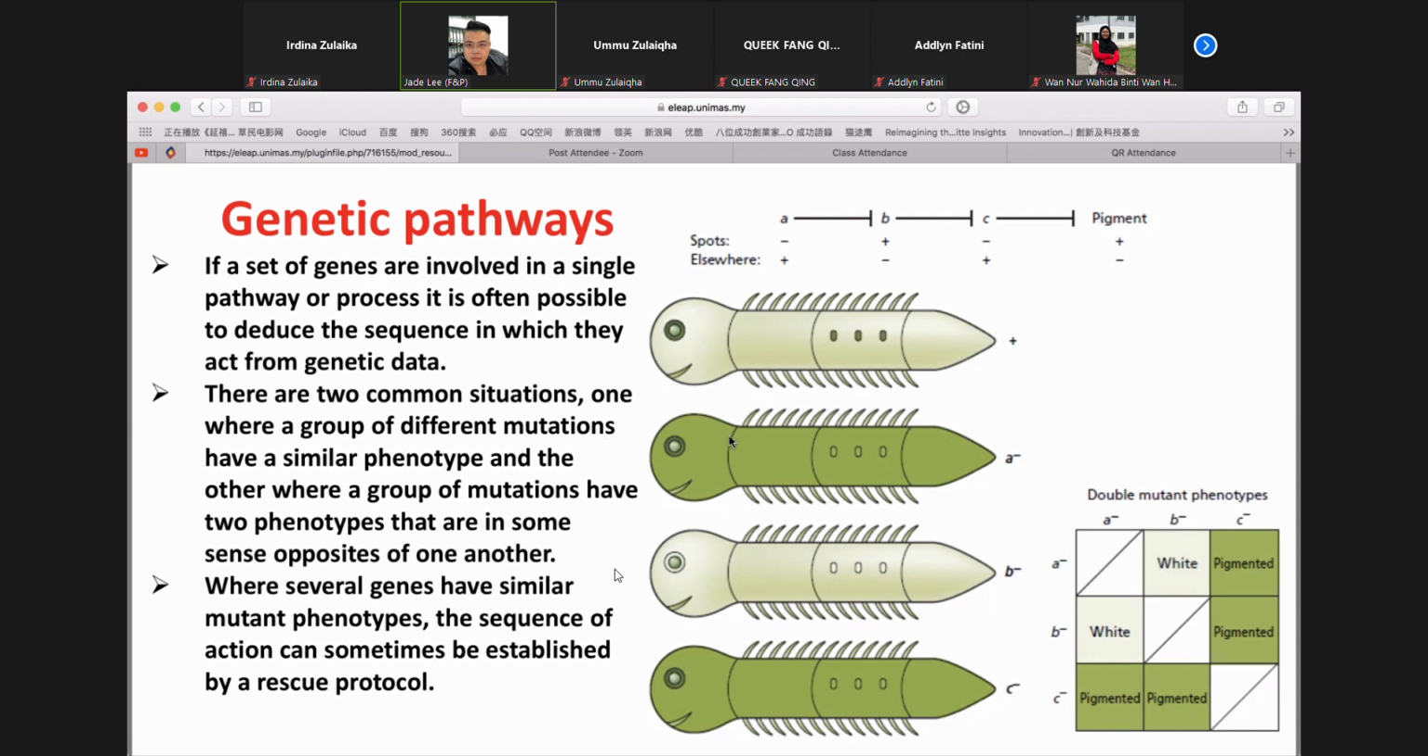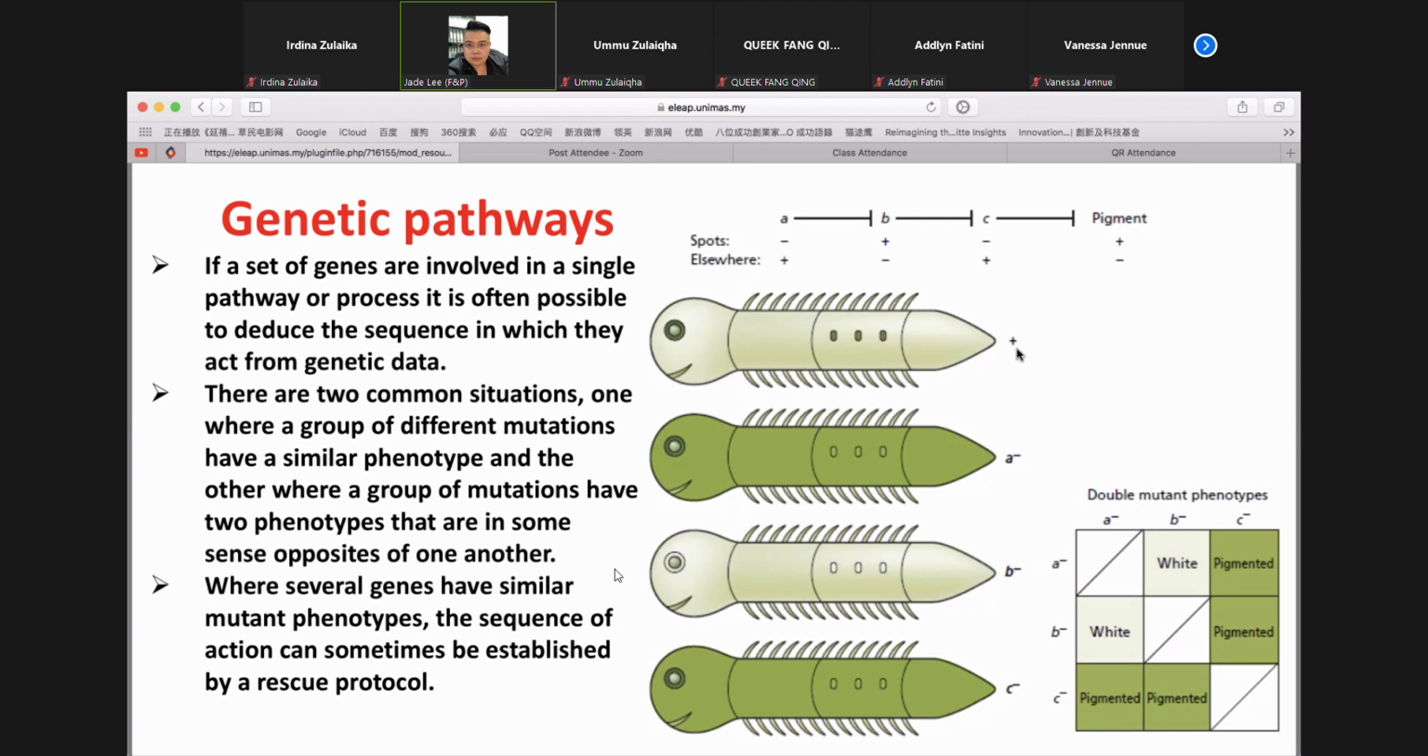Contohnya di sini. Okay, double mutation phenotype. Kita dapati di sini white, pigmented. So kalau kita tengok double mutants, kalau kita tengok A, you tahu tak yang atas ni palang di sini maksudnya dia adalah mutant. Okay, faham tak? Yang plus ni dia normal.